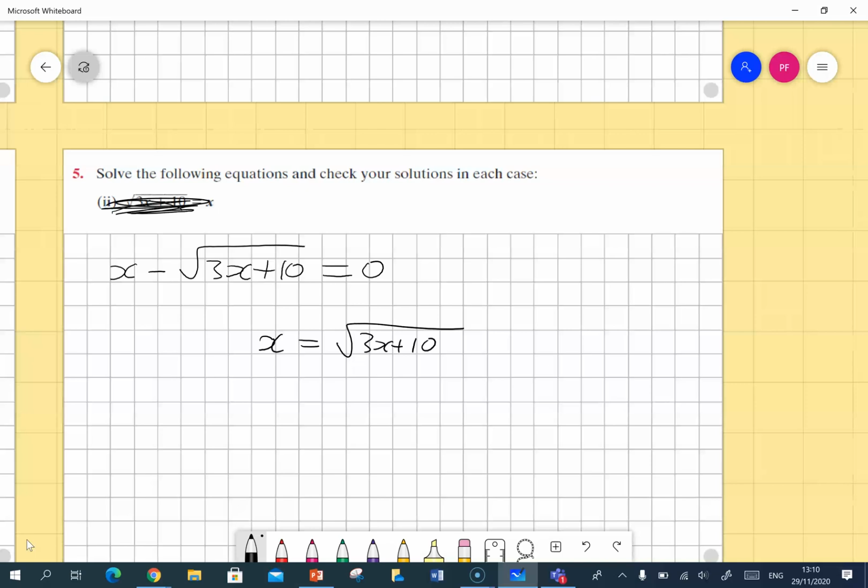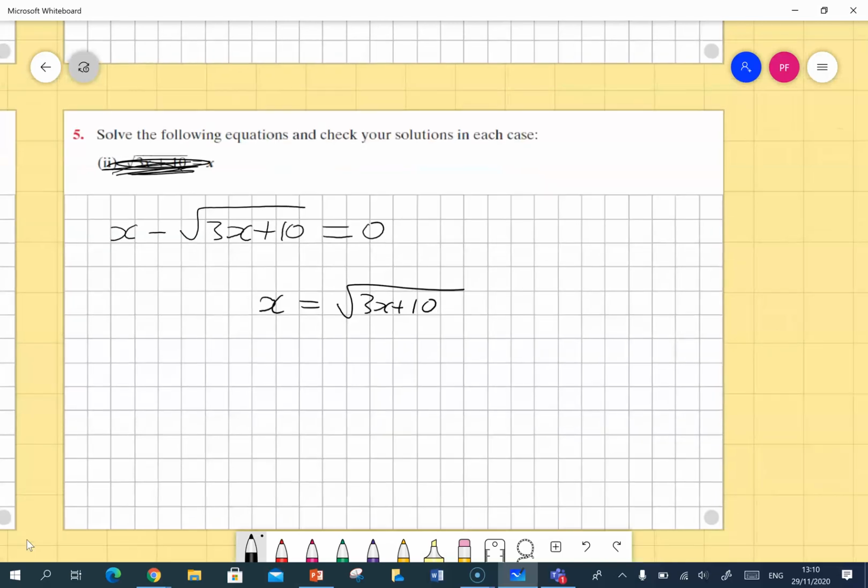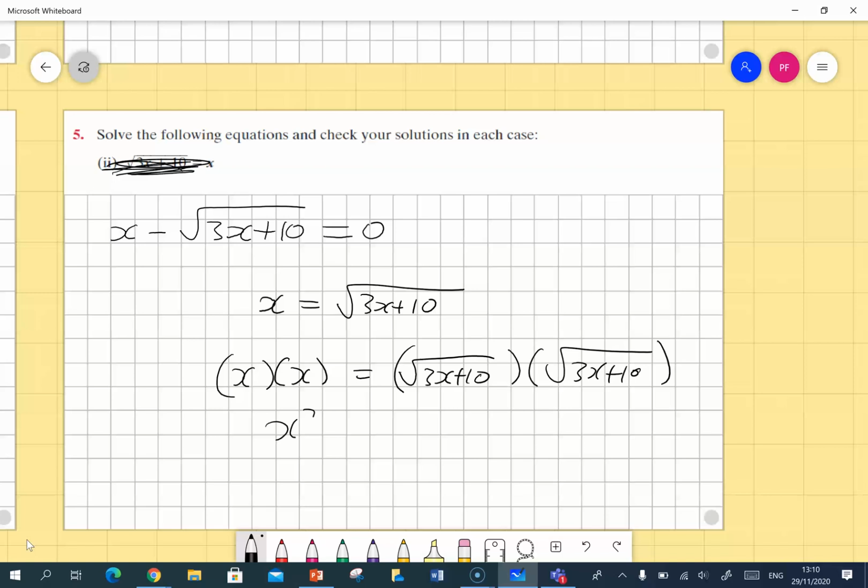Now, once I have the surd isolated on its own, square both sides. And again, I recommend you square by doing back-to-back brackets to stop you making a silly mistake, which I'll explain in the next video. So on the right side I've got x squared, on the left side, sorry, on the right side root 3x plus 10 by root 3x plus 10 is just 3x plus 10.